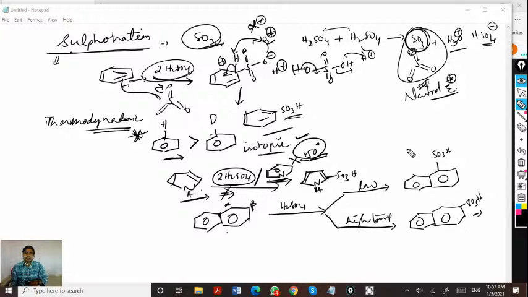So this is sulfonation. On naphthalene, if it is low temperature, it is alpha sulfonated. If it is high temperature, it is beta sulfonated. So this is about sulfonation.